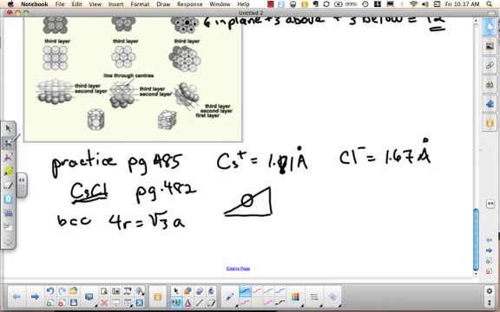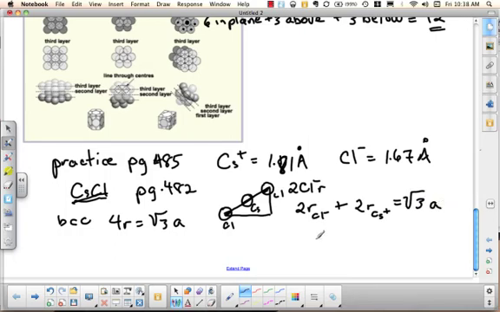And on the corners is chlorine. Okay. So chlorine's on the corners. So this is cesium, and these are chlorines. So we're still going to use 4 times the radius, but it's going to be 2 chlorine radii. So it's going to be 2 times R for Cl minus. Or another way to write that would be 2R for Cl minus. Plus, in the middle, twice the radius of the cesium atom. And that is going to be equal to the square root of 3a.